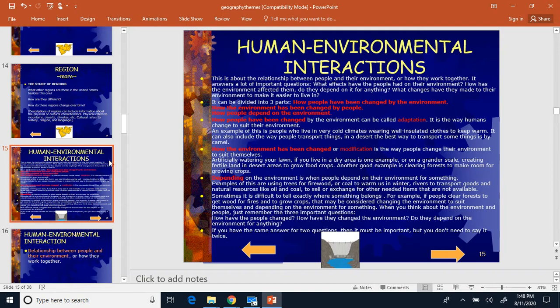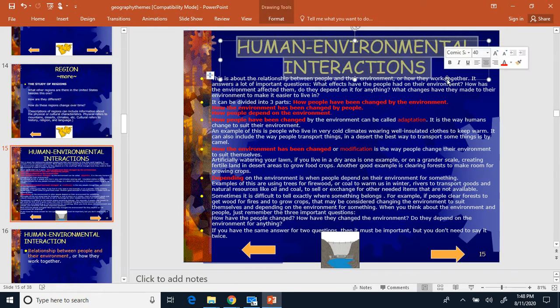Next one to talk about for today, make a bullet and write down human environmental interactions. So make a bullet and write down human environmental interactions. Human environmental interactions is about how people interact with the environment. So it answers a lot of important questions such as what effects have people had on the environment? How has the environment affected them? Do they depend on it for anything? What changes have they made to the environment to make it easier to live in?